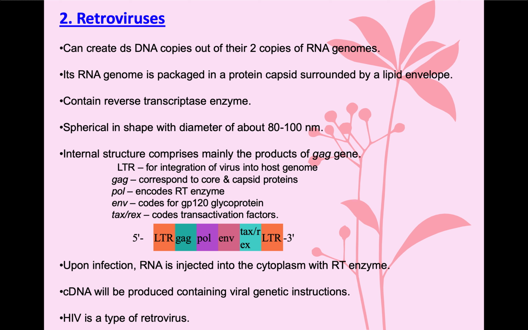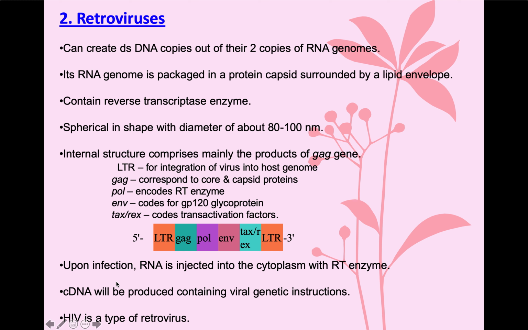In terms of its morphology, it's spherical in shape with a diameter of about 80 to 100 nanometers, slightly bigger than adenovirus. The internal structure comprises mainly the product of the GAG gene. For example, it has the LTR for integration of the virus into the host genome. It has the GAG, which corresponds to the core capsid protein to make sure it is packaged thoroughly. It has the POL that codes for the RT enzyme, reverse transcriptase. It has the ENV that codes for GP120 glycoprotein for the packaging system. And it has the TAX or REX that codes for the transactivation factor.